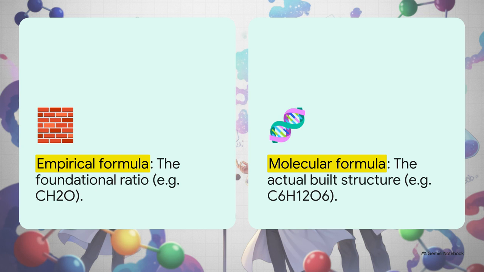And here's the crazy part. Totally different substances, like formaldehyde and acetic acid, they actually share that exact same CH2O empirical base, even though their real-world properties are completely different. It's like building different houses with the exact same type of brick.